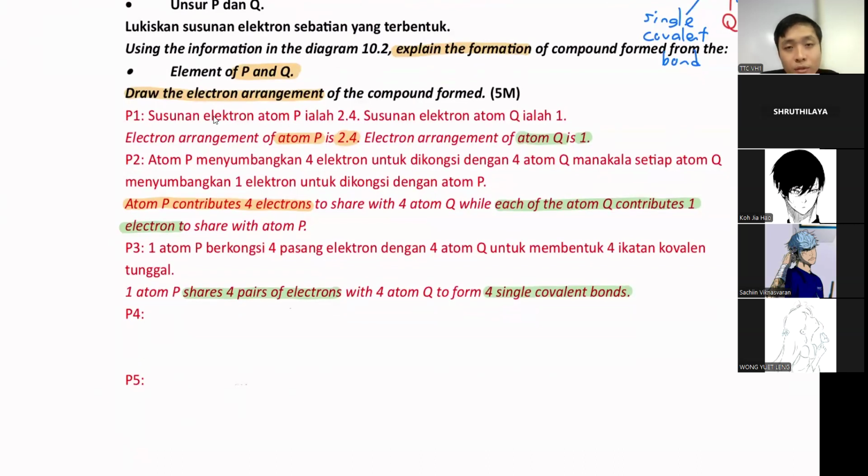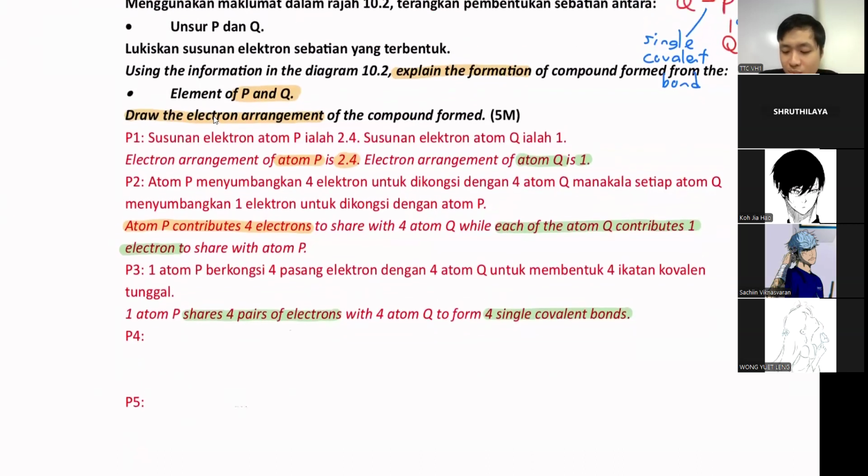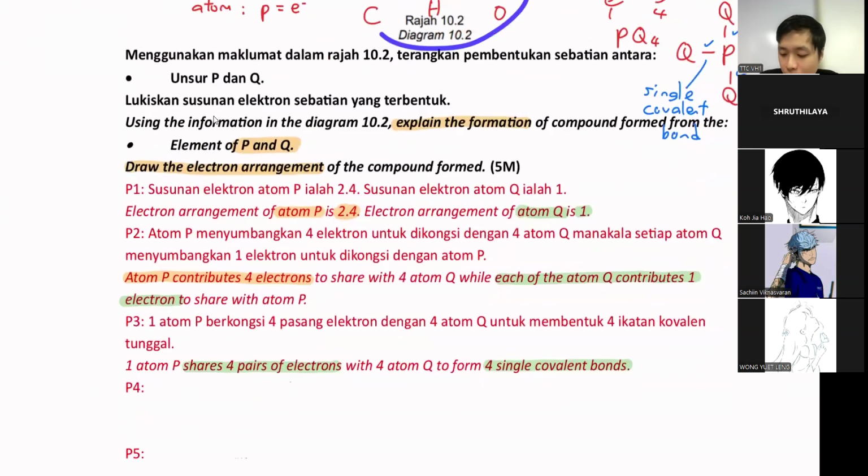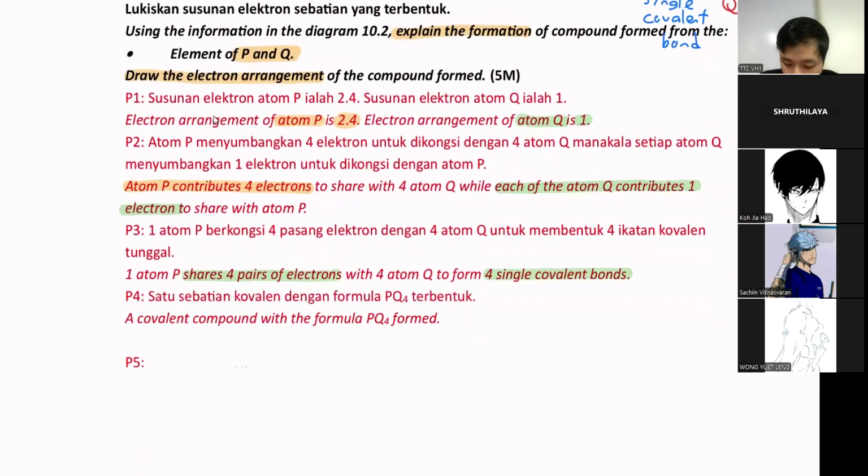The fourth point, you write the formula. What formula forms? A covalent compound, PQ4. So for writing covalent, you must have this type of sentence if they ask you to describe the formation, or explain the formation.